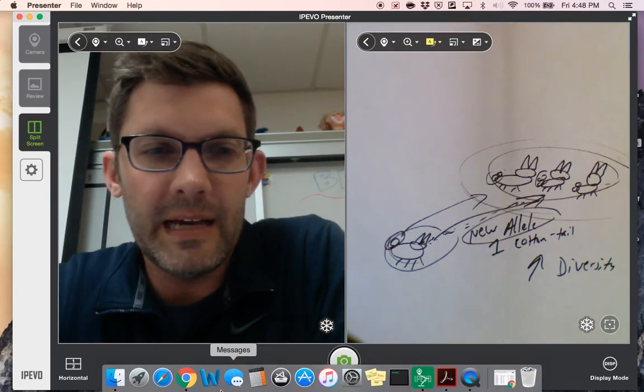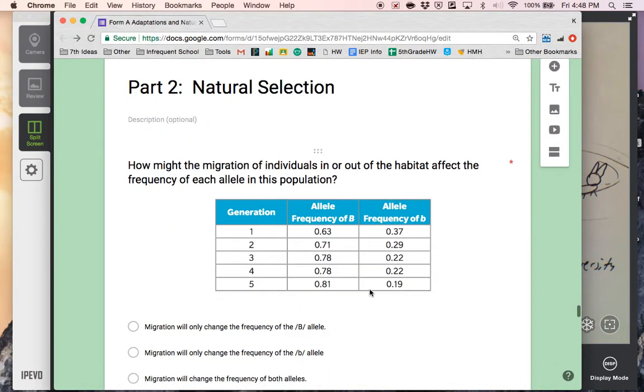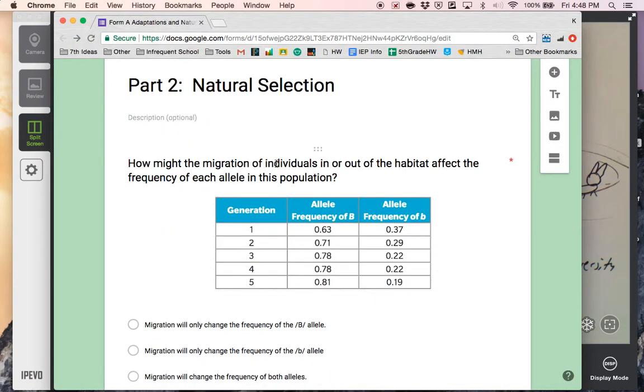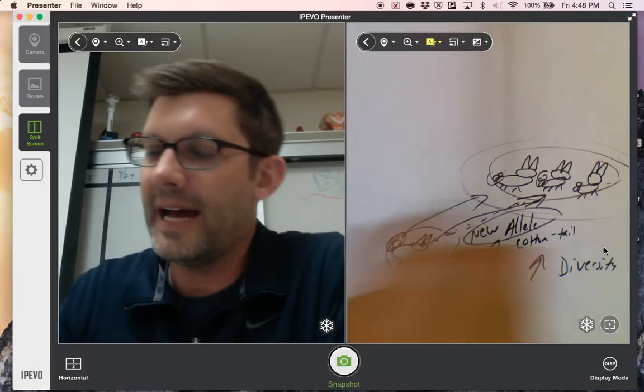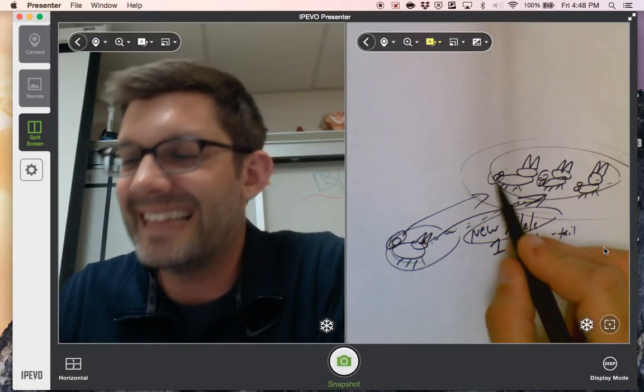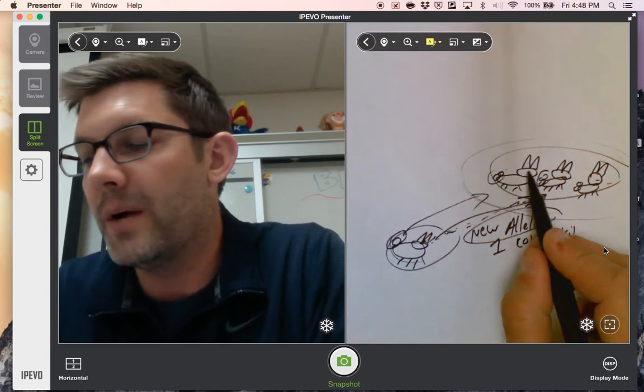So if you look at the question, it says how might migration in or out affect, and yeah, you could even say out too. If these guys are leaving, then you'll have less alleles that will breed.